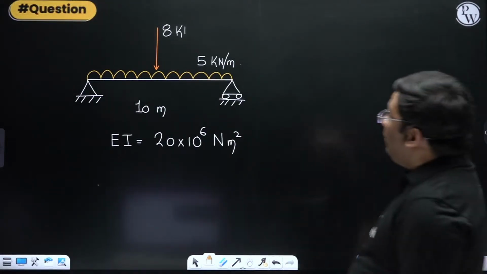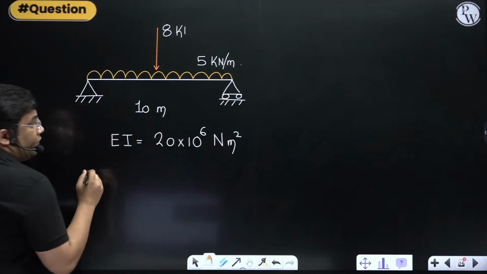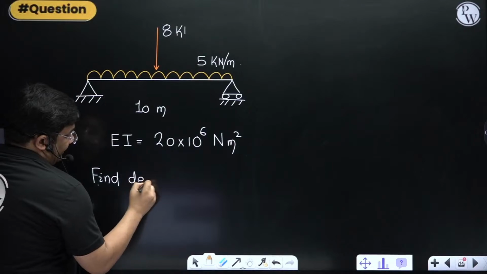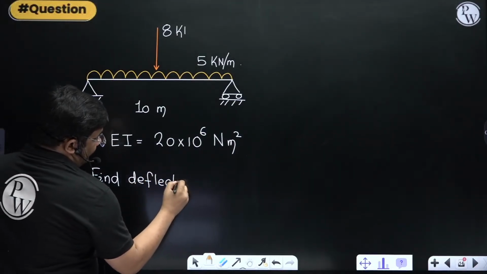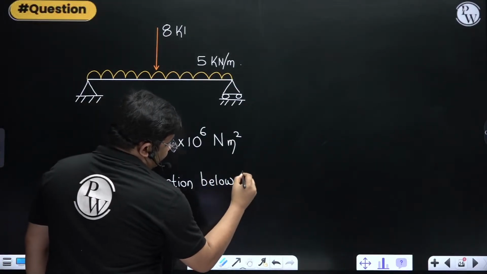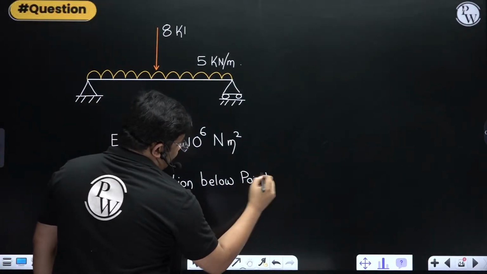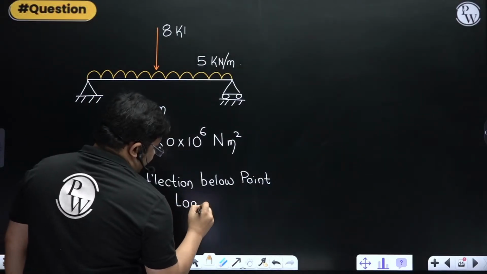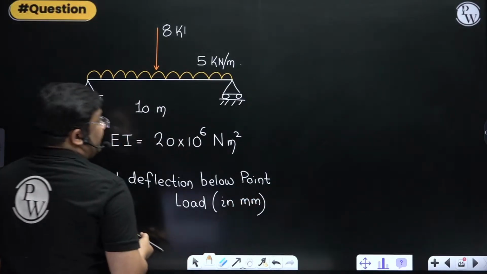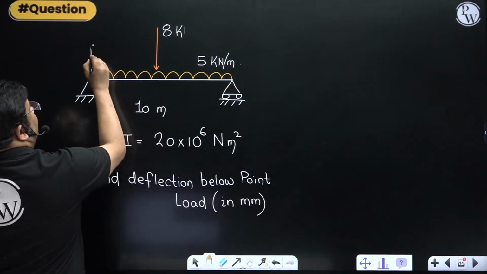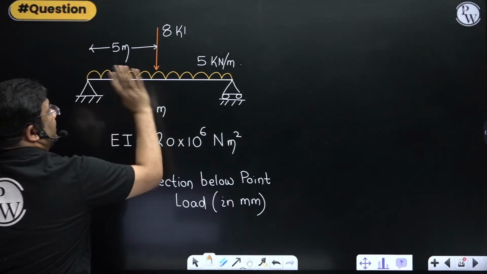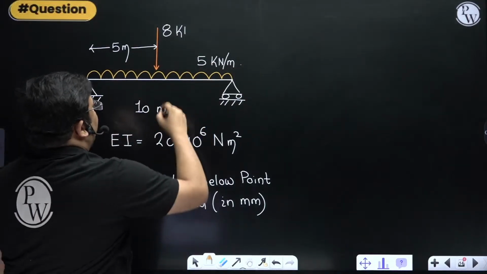What is asked? It is asked to find the deflection below the point load, in mm. That's a very easy question. If you know the things, it's very easy. So this is acting at the midspan. So 5 meter, 5 meter. Obviously that is 5 meter only.